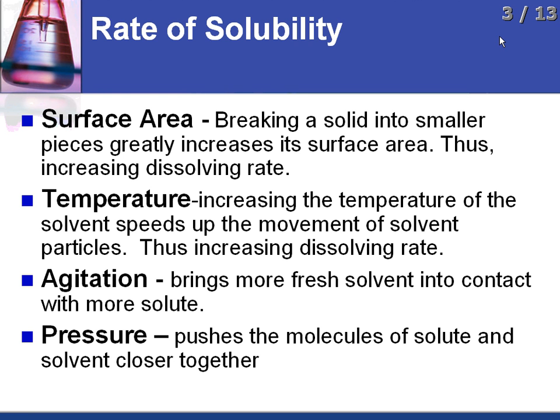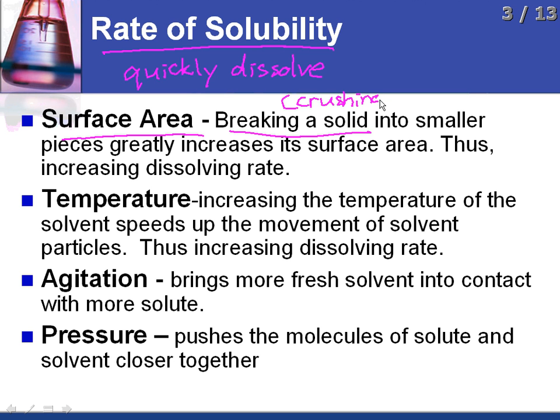There's ways that we affect the rate of solubility, or how quickly something will dissolve. There's four major factors that we look at. First of all, we look at surface area. By breaking a solid or crushing something, you are increasing the surface area, thus increasing the amount of surface exposed to the solvent.